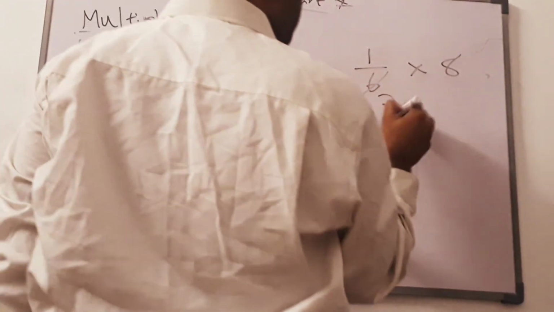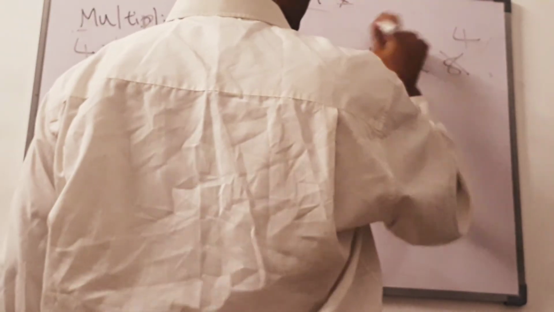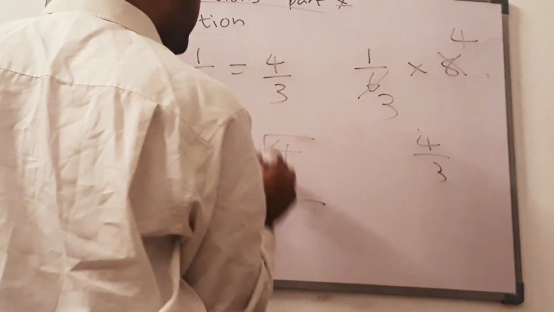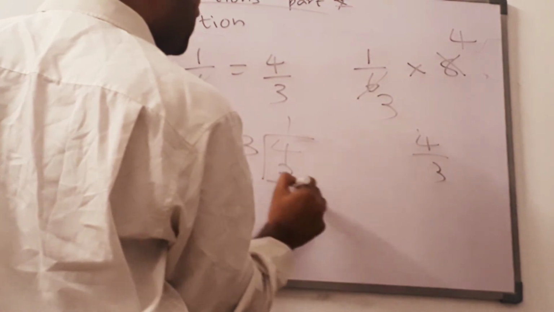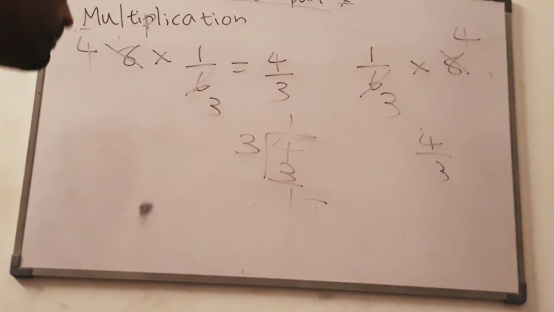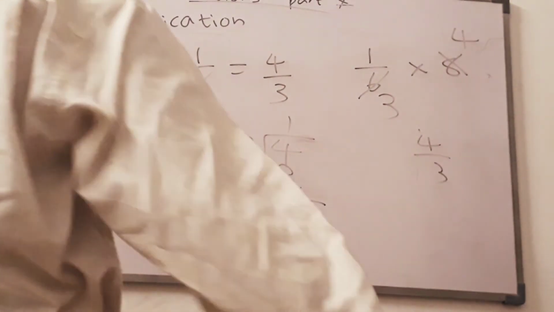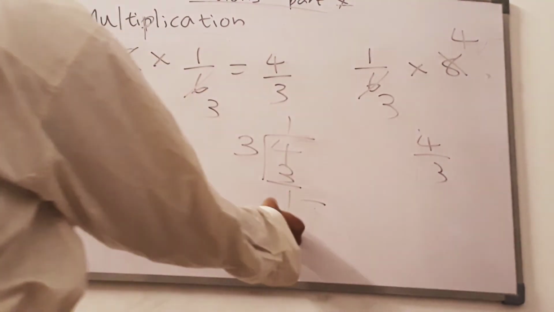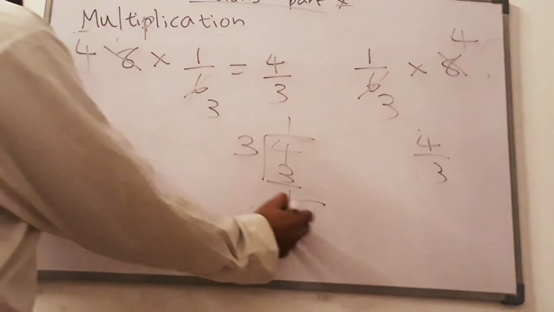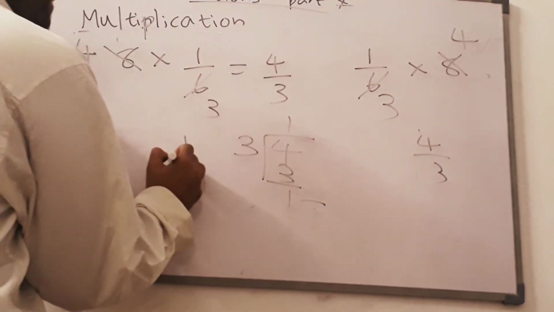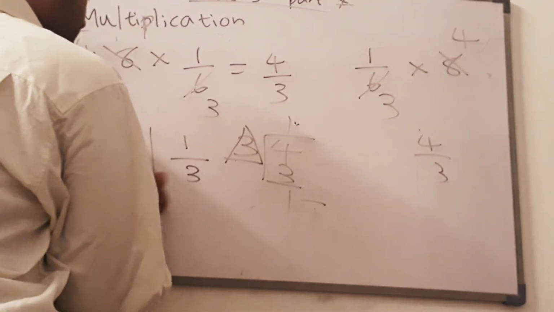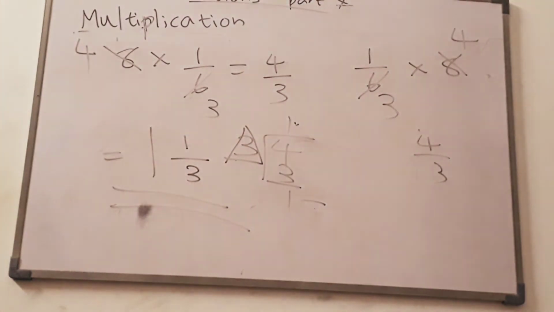Here also 3 twos and 4 twos. 4 times 1, 4 over 3. Now we can simplify 4 by 3. 4 divided by 3, 3 times 1. Okay, when we divide 4 by 3, there's only 1 three in 4. So 1 is there, 1 times 3 is 3. So the difference gives us the remainder. Here the remainder acts like the numerator, the divisor acts like the denominator, and the quotient acts like the whole number.